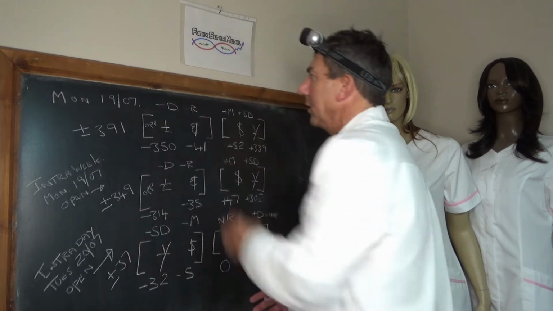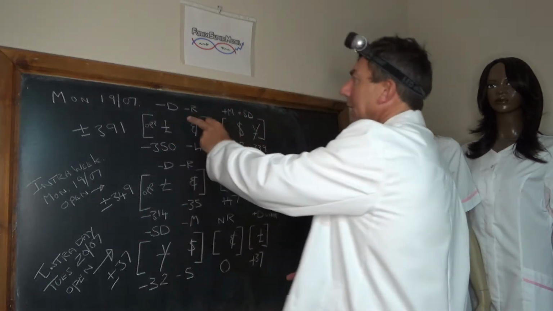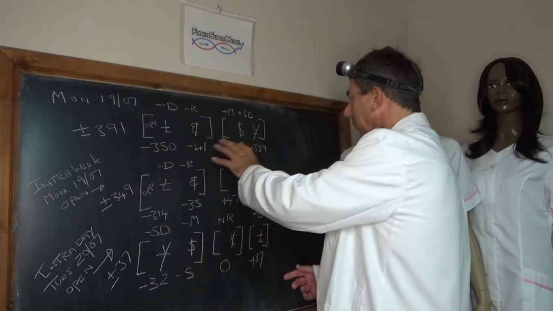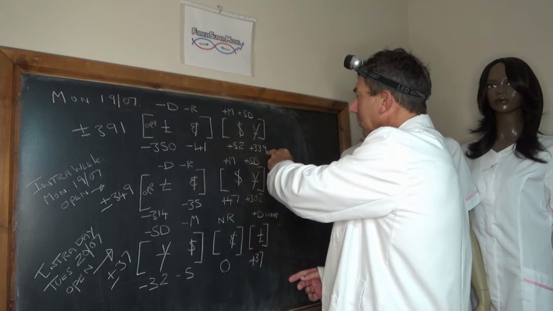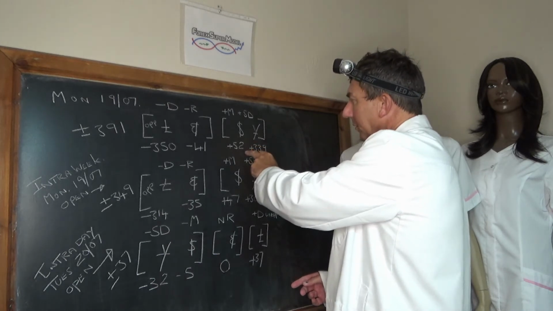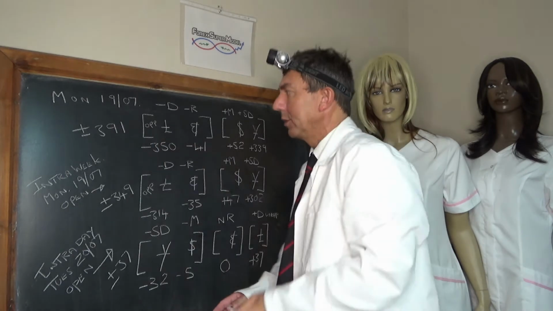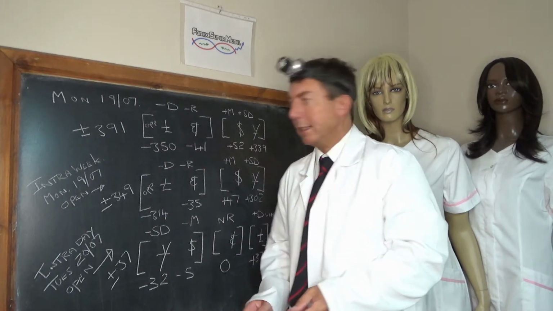Right, Monday the 19th, and yesterday we had a negative opposed driver in the pound at -350. Front and back door flows mainly going into the yen at +339, into the dollar at +52, and the euro was the negative rock at -41, activity ±391.